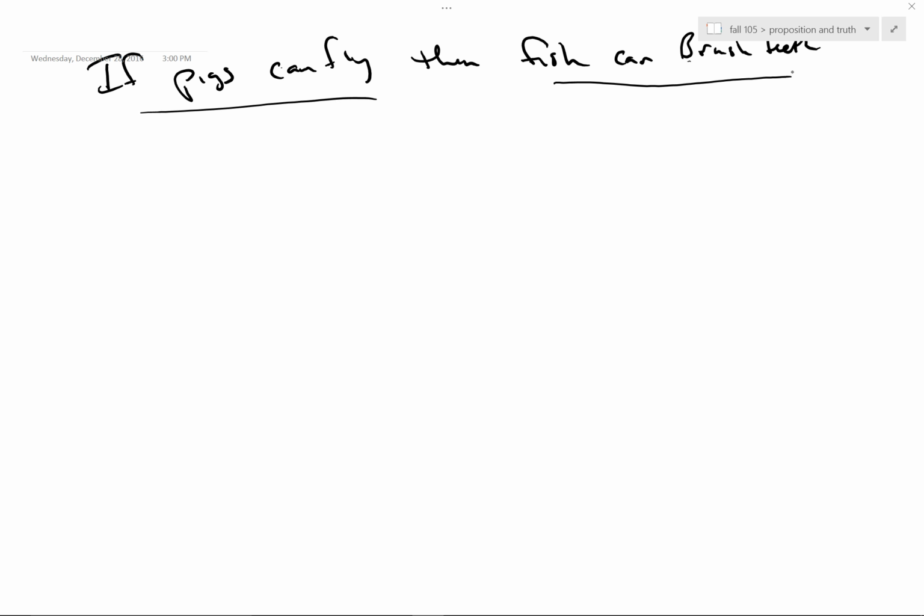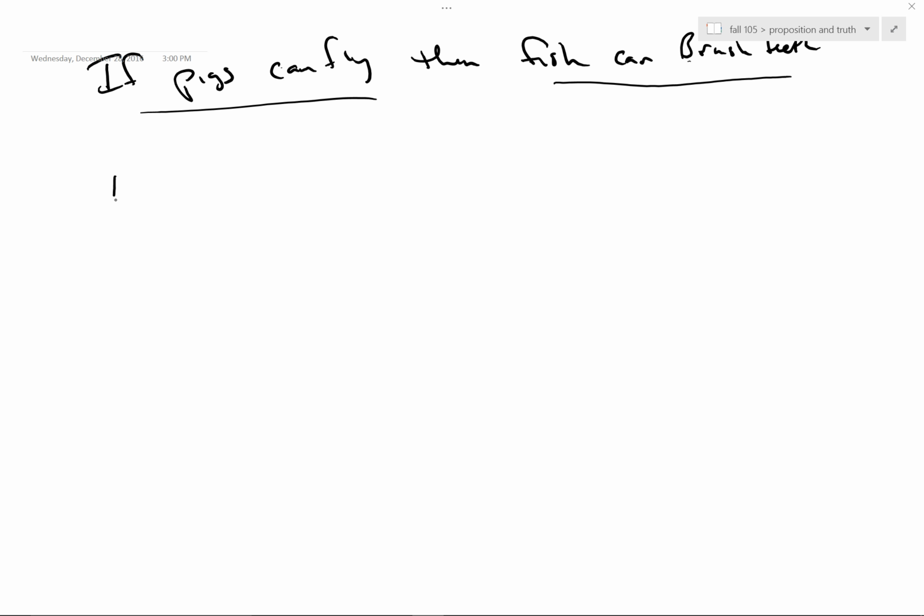Now, if pigs can fly, well, pigs can't fly, so that's false. Then fish can brush their teeth. Fish also cannot brush their teeth. So those are both false statements, so it's false. Not very hard to figure that one out. What I really want to focus on, though, is I want to write the converse, the inverse, and the contrapositive.